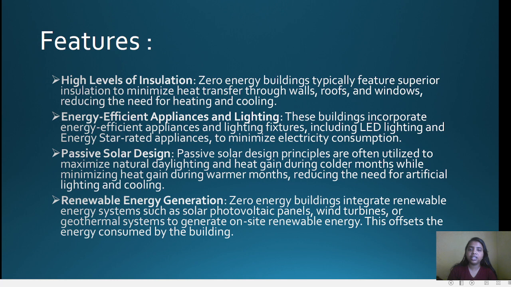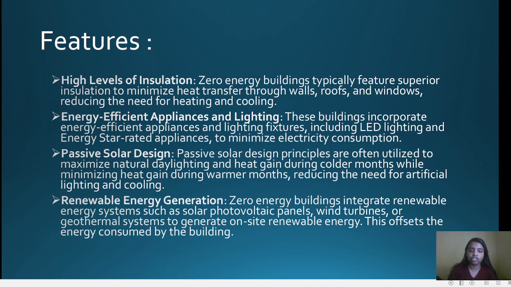Energy efficient appliances and lighting. These buildings incorporate energy efficient appliances and lighting fixtures, including LED lighting and Energy Star rated appliances, to minimize electricity consumption. Passive solar design. Passive solar design principles are often utilized to maximize natural daylighting and heat gain during colder months while minimizing heat gain during warmer months, reducing the need for artificial lighting and cooling.